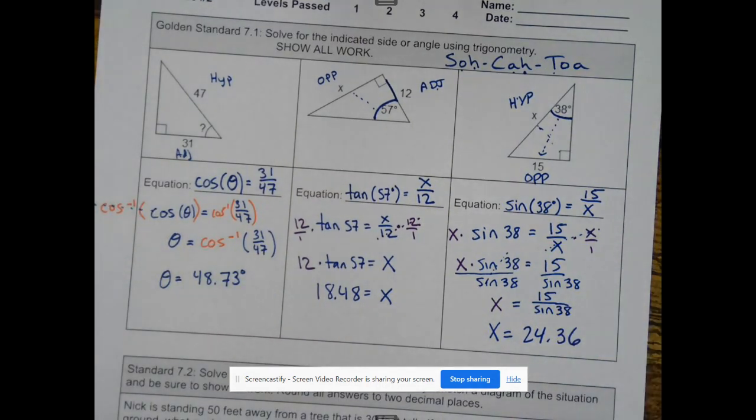That is the golden standard. All right, hopefully that was helpful. Let's now use those skills in some contexts.